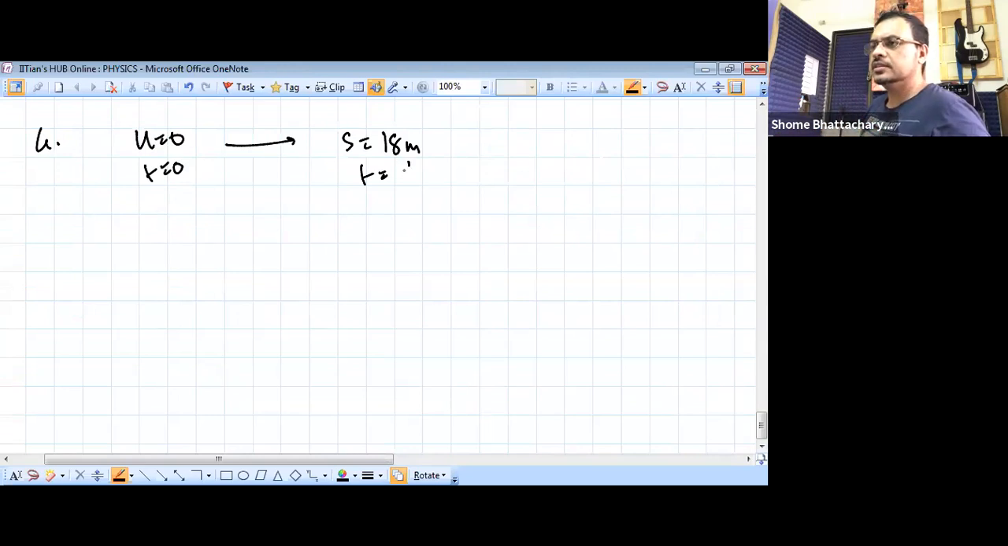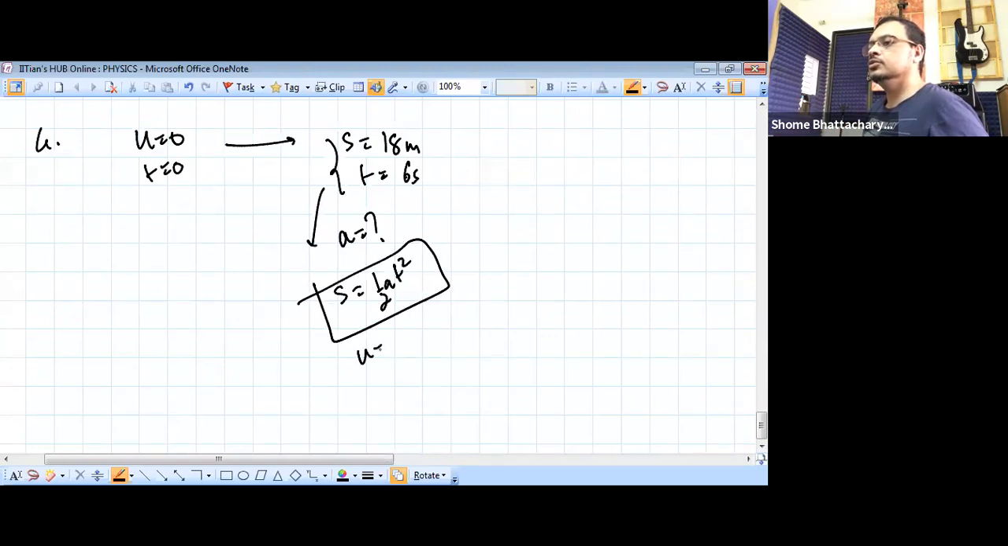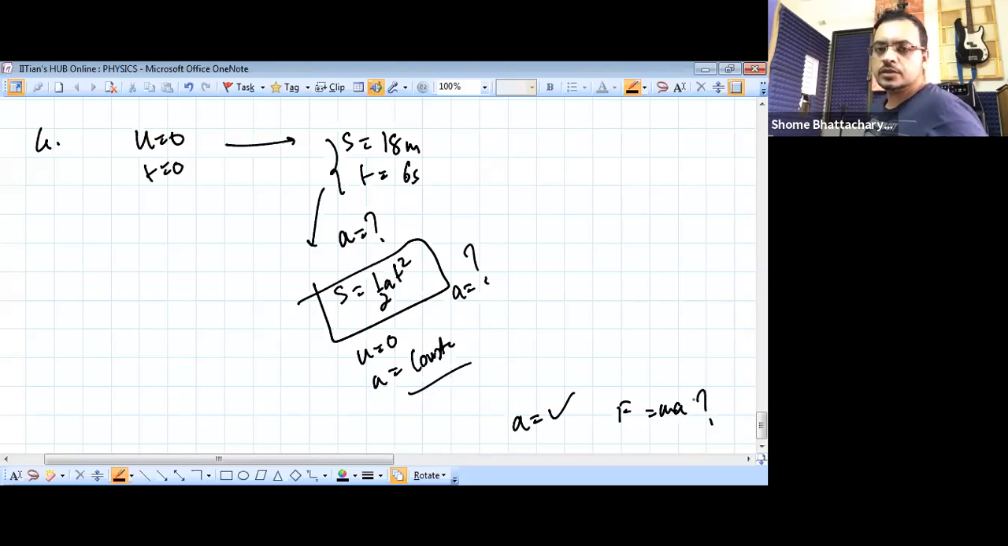Again, 6 seconds. So from this data, I will find the acceleration using kinematics, that S is equal to half at square, because u is 0 and acceleration is constant. Why? Because we are applying a constant force. So from this, I will find the acceleration, and once I get the acceleration, I will get the force as mass into acceleration, or I'll get the mass of the body or whatever. Okay. So it's an indirect question like that. Now I'm coming to the seventh question.